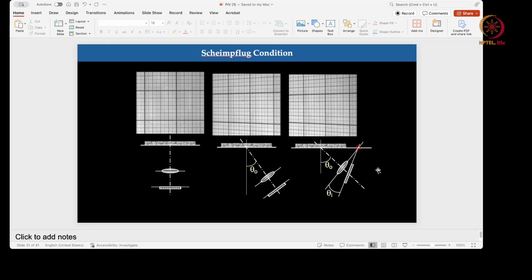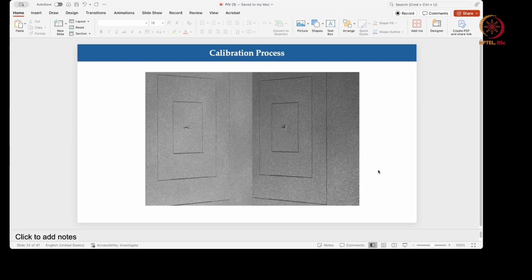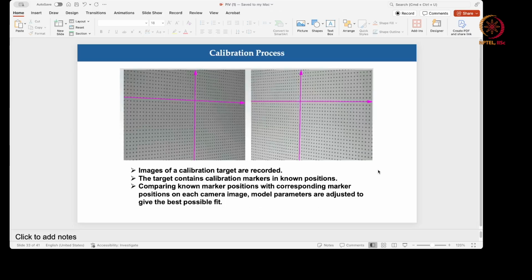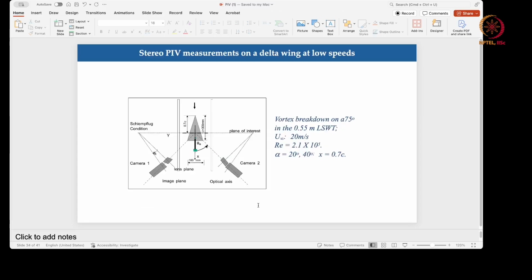We also covered it in a little bit of detail in our PIV lectures. This is how the calibration process is carried out. In the case of stereo PIV, the images of the target are recorded. The target contains calibration marks. So comparing the known mark positions with the corresponding markers, we adjust the model parameters to give the best possible fit. So this is how perspective distortion actually is handled.